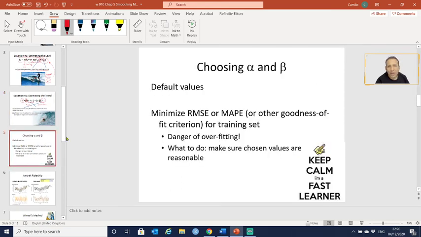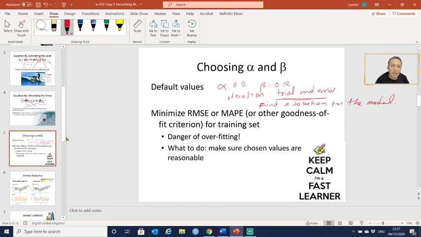Okay, so how to choose alpha and beta? We have default values as we did before. Default values for beta and alpha are usually 0.2. By means of iteration, this is trial and error, an algorithm tries to find the best combination of these two. And by means of that iteration, we will be able to find a solution for the model. In order to find this solution for the model, we need to minimize the root mean square error.